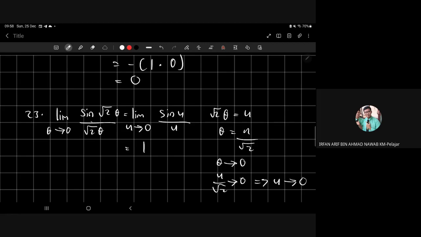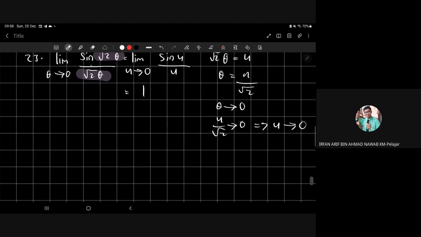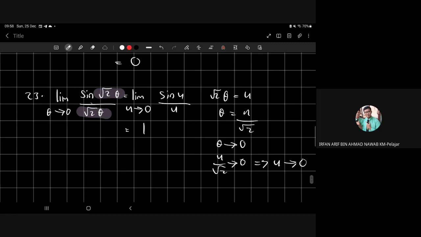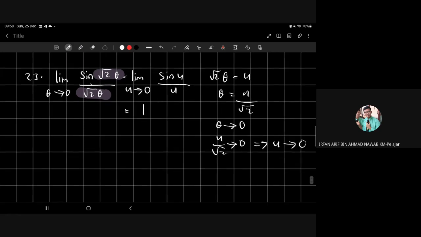But if you don't want to waste your time, just know that if this is similar to this, then you could use the theorem. Just use that kind of information, because the other side assumes that you know this. If both terms, square root of 2 theta over square root of 2 theta, are similar, then you could use the theorem. Okay, any questions so far before I continue with another question?